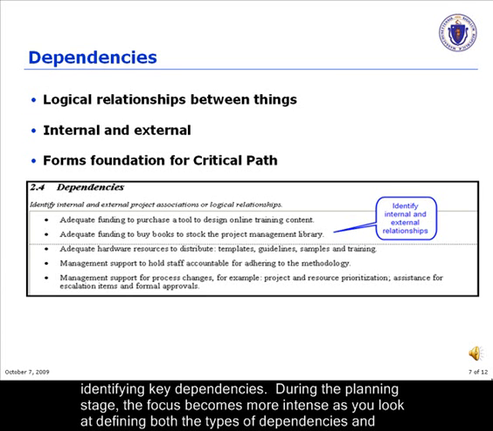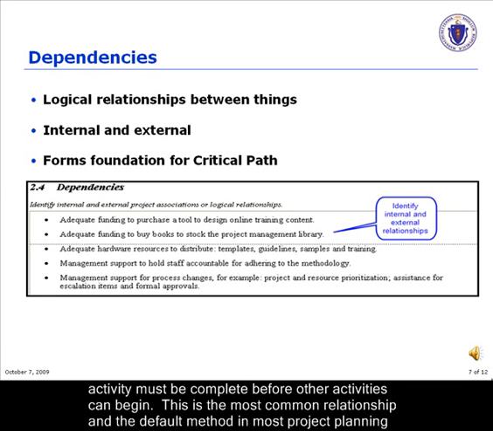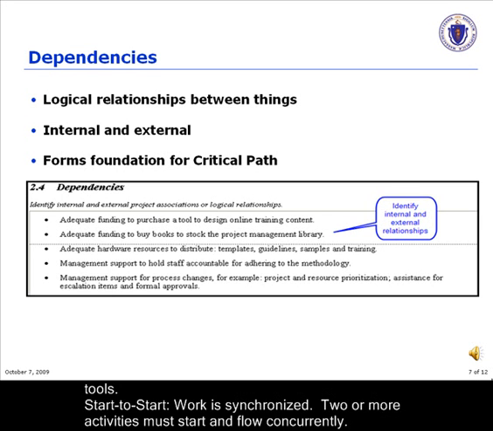During the planning stage, the focus becomes more intense as you look at both defining the types of dependencies and dependencies between activities and reflect this information in the project plan. For example, finish to start. Work is sequential. The first activity must be complete before other activities can begin. This is the most common relationship and the default method in most project planning tools.